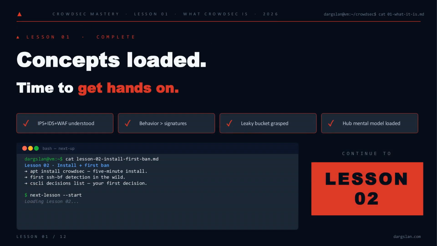And that's Lesson 01 in the bag. You can now explain what CrowdSec is, why behavior beats signatures, how the leaky bucket works, and why the hub matters. The 4 checkpoints we set out to clear.